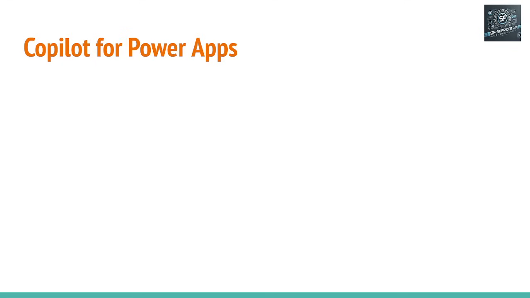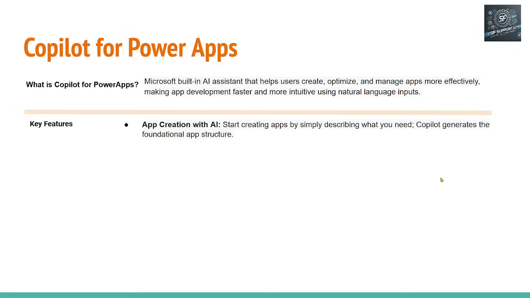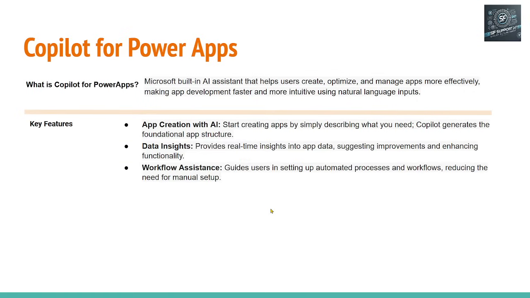Copilot for Power Apps. What is Copilot? It is Microsoft's built-in AI assistant that helps users create, optimize, and manage apps more effectively. What are the key features? App creation with AI, meaning in the window, if we type create a model-driven app or canvas app, it should be able to create one of the apps. That's what Copilot is used for. And data insights and workflow assistance are also available.